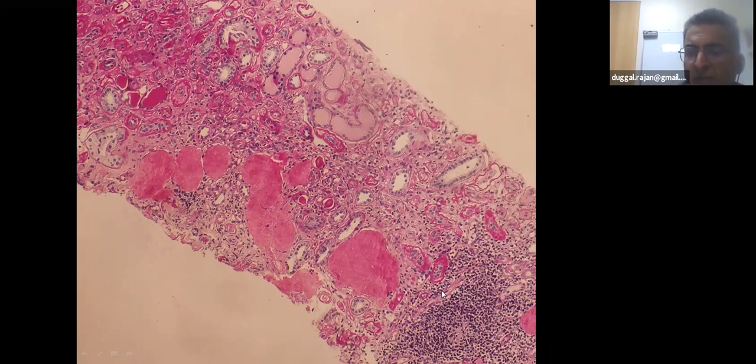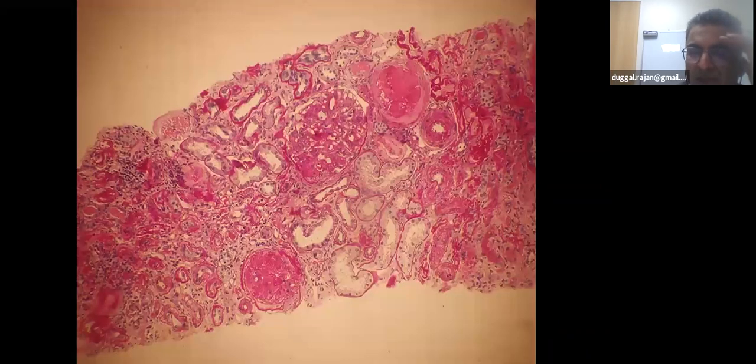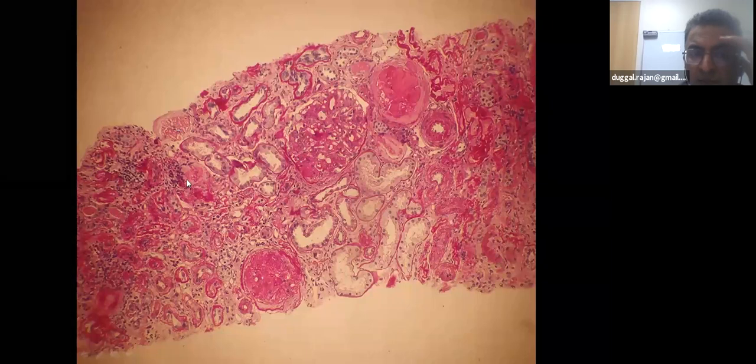In those areas of tubular atrophy, you can see some inflammation, but if you see inflammation in the non-atrophic areas, then it is significant. If you see inflammation which is minimal, like in these areas, you hardly see any inflammation. But if you look at the glomeruli, there may be 5 glomeruli: 1, 2, 3, 4, and 5. Out of 5 glomeruli, 4 are globally sclerosed.